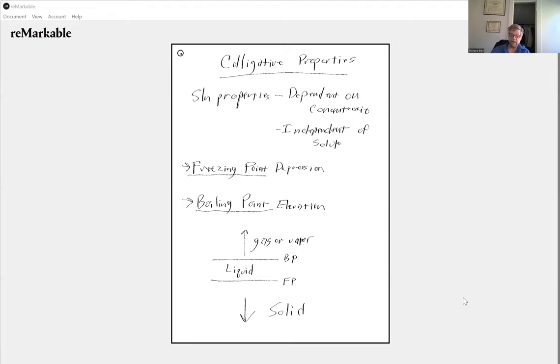But you make a solution out of it, and two things are going to happen. First of all, your freezing point is going to lower. You get a lower freezing point. And you get a higher boiling point. So in essence, when you have a solution, you have expanded that band. You not only freeze at a lower temperature, but you also boil at a higher temperature. So your liquid band goes up and down and just becomes wider.